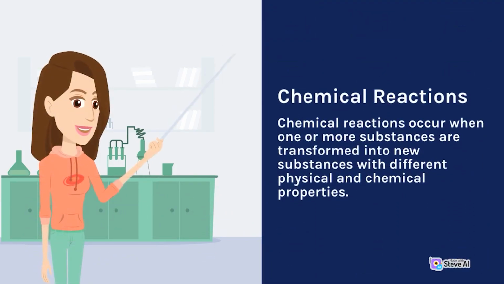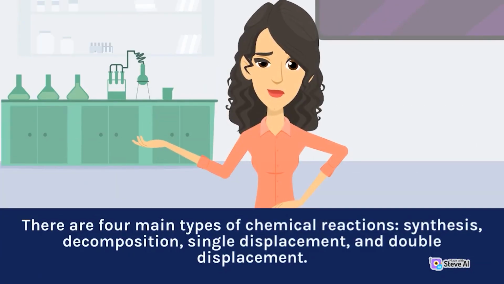Chemical reactions. Chemical reactions occur when one or more substances are transformed into new substances with different physical and chemical properties. There are four main types of chemical reactions: synthesis, decomposition, single displacement, and double displacement.